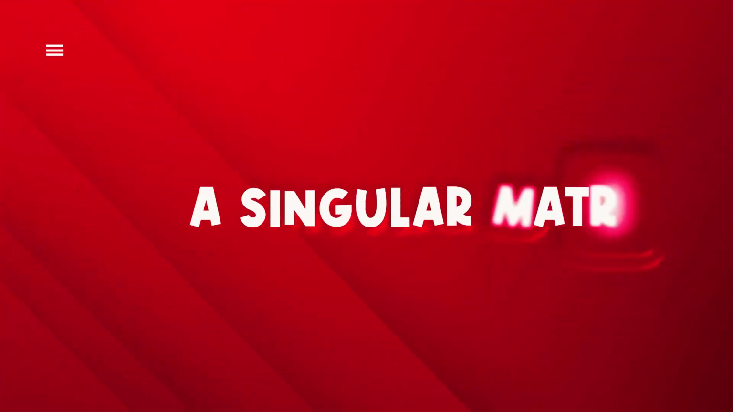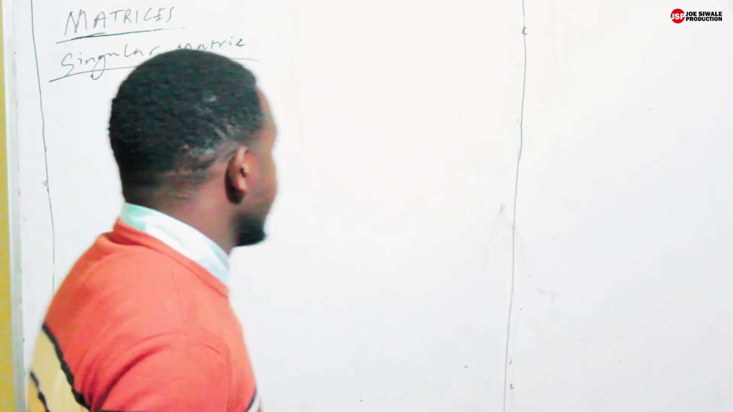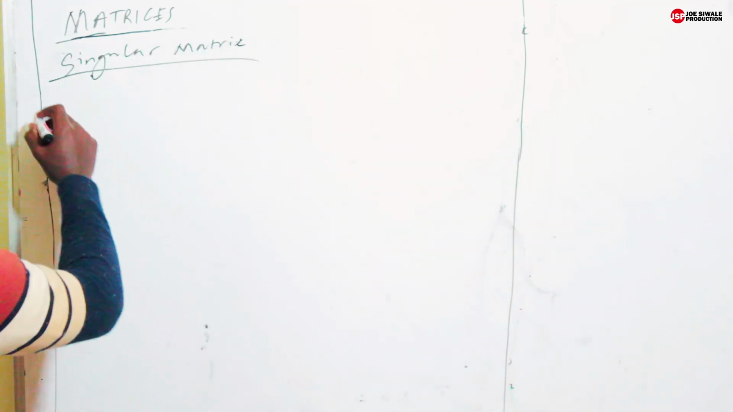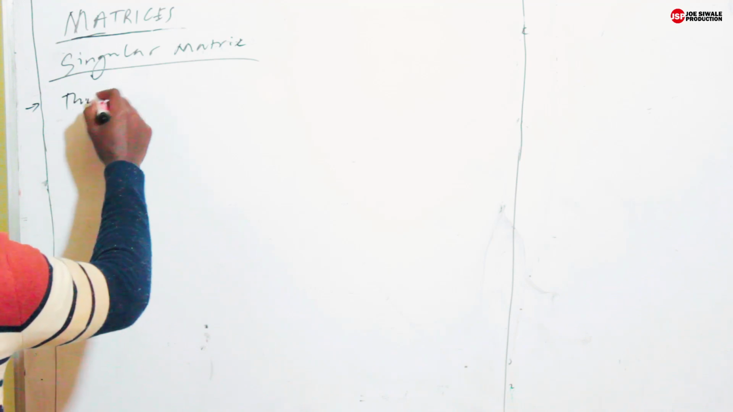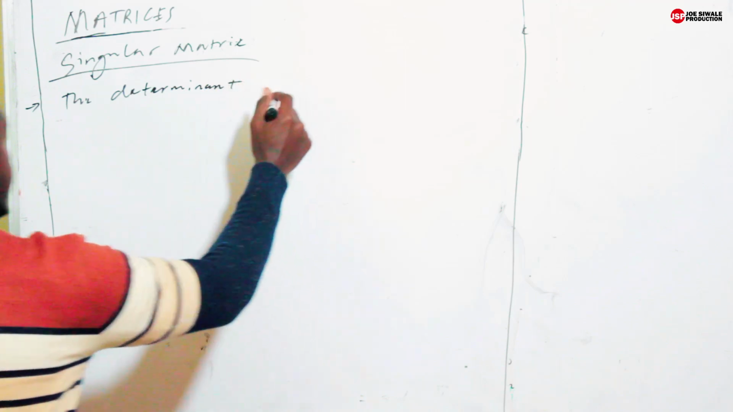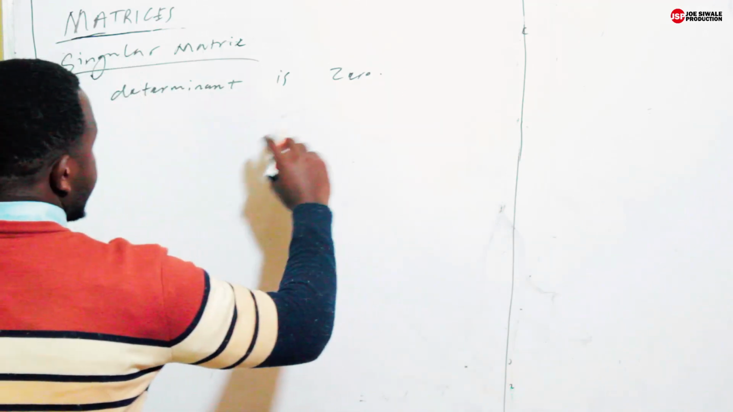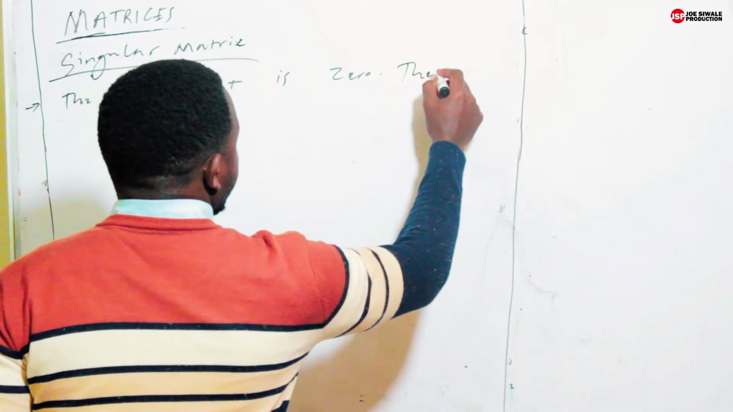Let's continue looking at matrices, and now we're going to look at singular matrices. So singular matrices are types of matrices where the determinant is 0. And these type of matrices don't have any inverse. So a singular matrix is a type of matrix where the determinant is 0. So I've said for the singular matrix there, the determinant is 0. And these types of matrices, they don't have the inverse.